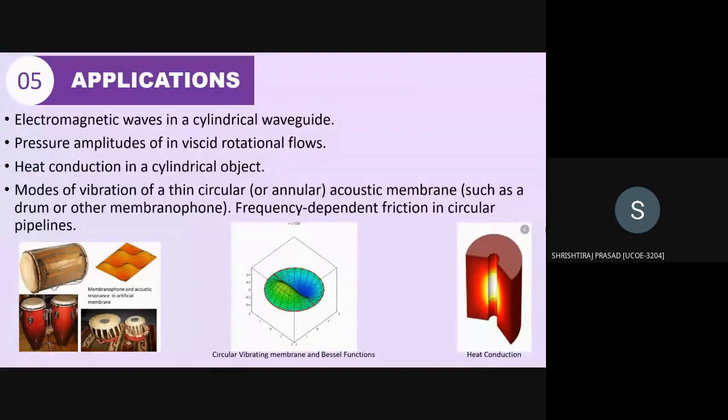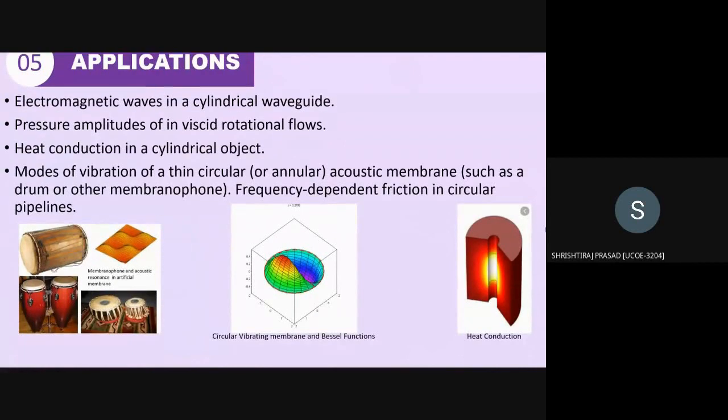Modes of vibration of a thin circular or annular acoustic membrane such as a drum or other membranophone. Bessel functions are often used in acoustics for describing circular membrane behavior. They are the solution of the wave equation using polar coordinates. They describe the vibrational modes of the membrane and are characterized by two numbers. The first number is characterized by angular oscillation, that is, along the concentric circles, and the second number is characterized by radial oscillation, that is, from the center to the edge. Next slide, please.